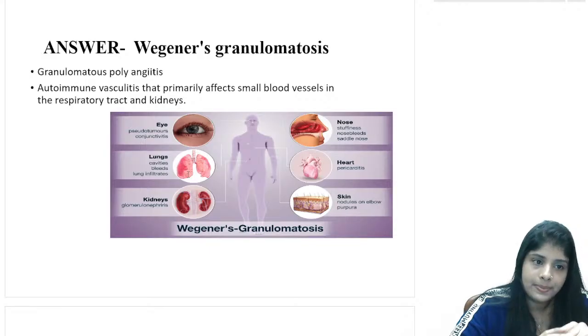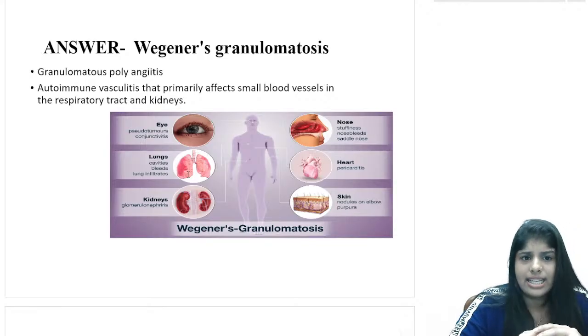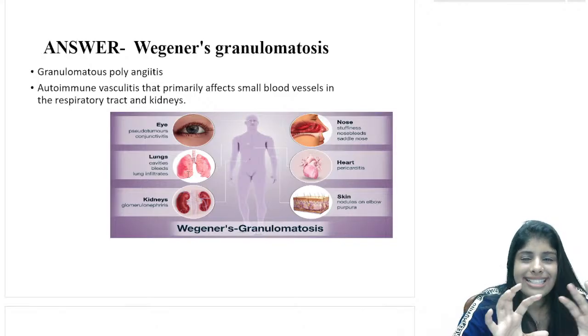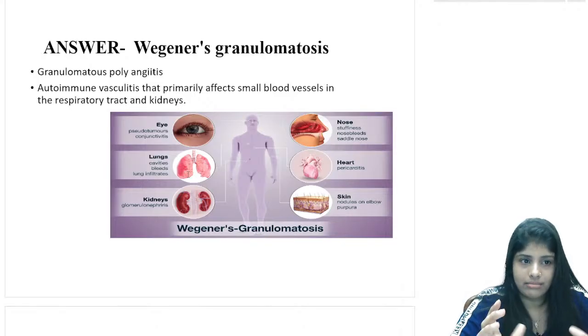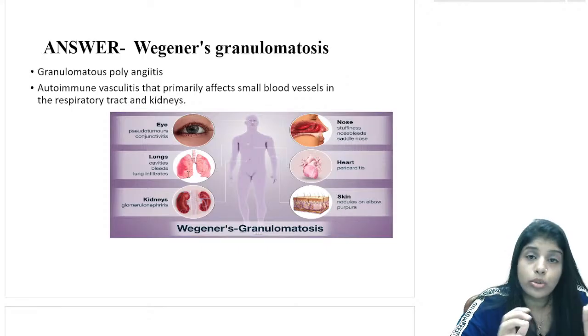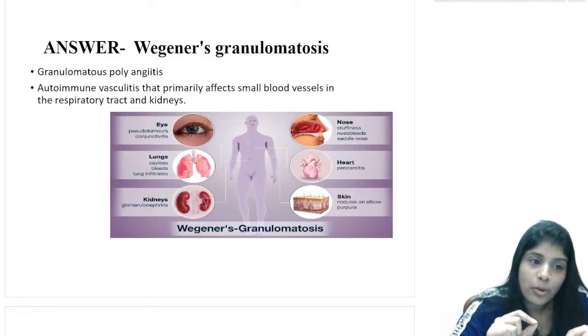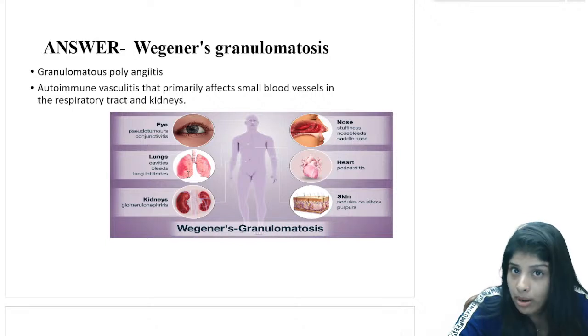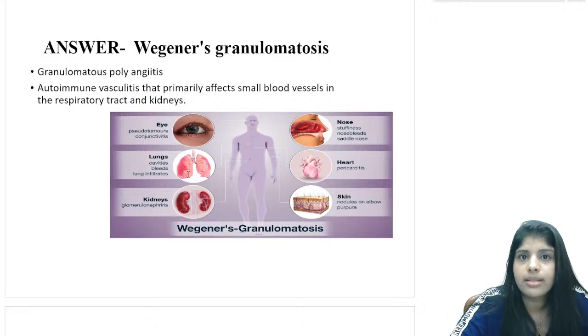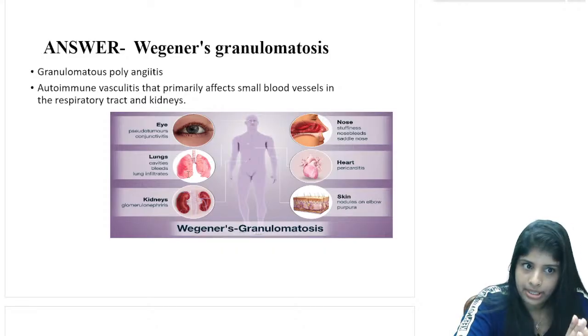So what happens here? What is this Wegener's granulomatosis? It is granulomatous polyangiitis. So let's just decode that two-word phrase, okay? Granulomatous means what? There is granuloma formation. What is a granuloma? You know, it is a body formed with the immune cells and the macrophages. So there is granuloma formation, first point.